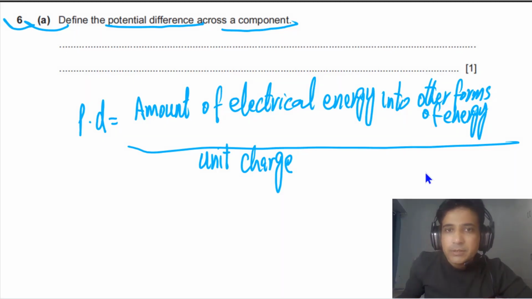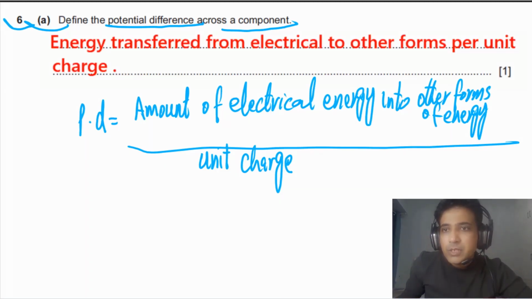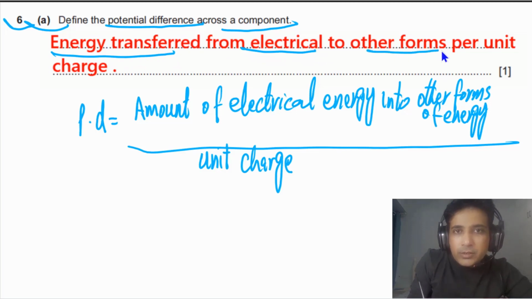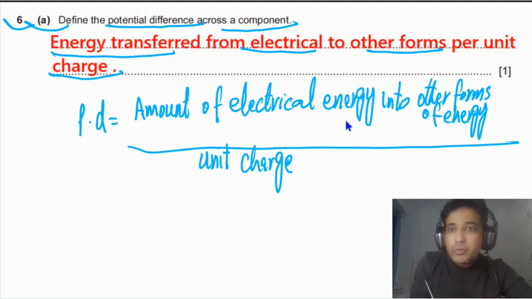Let me show you how you can write down the answer. You can say: energy transferred from electrical to other forms per unit charge. If you write this, you will get 1 mark, and this is a B mark.